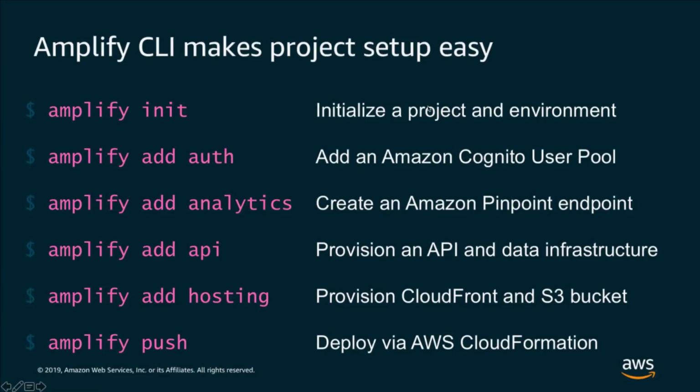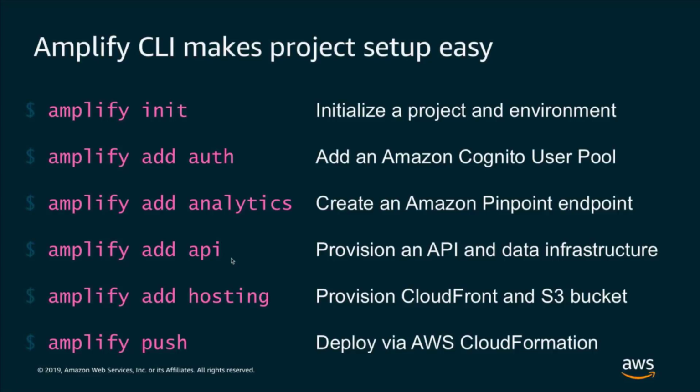So going back, now that we do have a project that has been initialized, the next thing we want to do is actually to start adding the components that we need for our application. In this case, we're going to add the auth. What auth is going to do is create an Amazon Cognito user pool. And then if you add analytics, it's going to create a Pinpoint endpoint. And then you can add the API, and also you can add the hosting. What the API will do is create for us the API endpoint that we're going to use here.